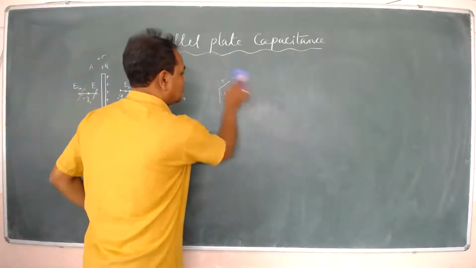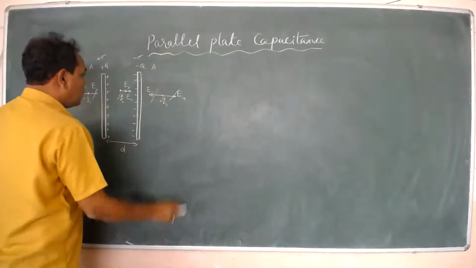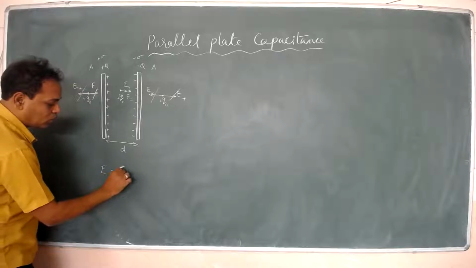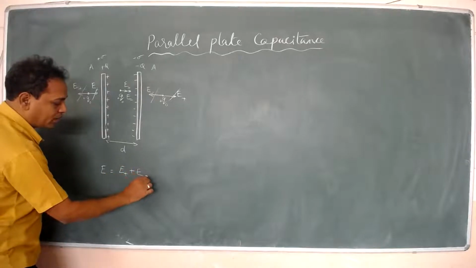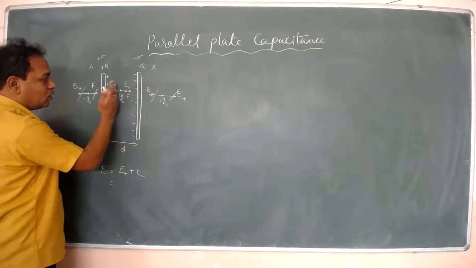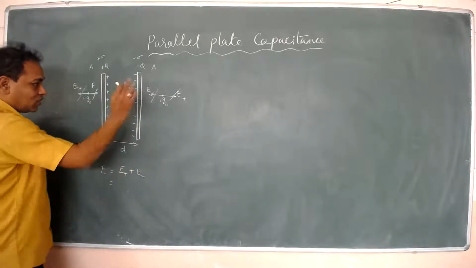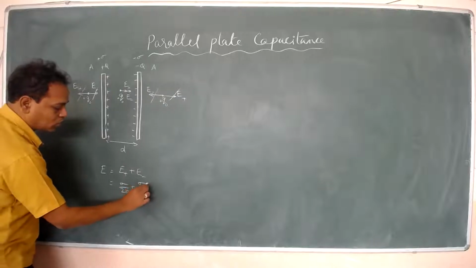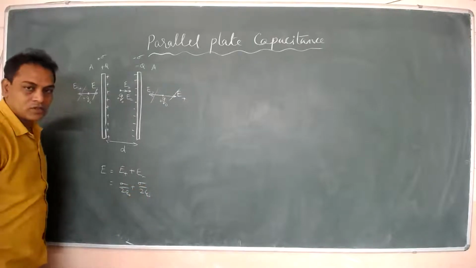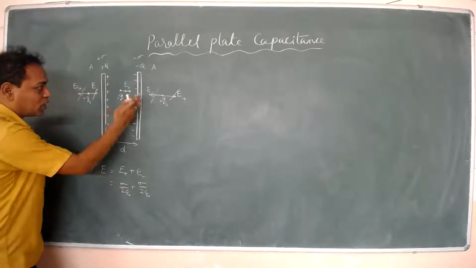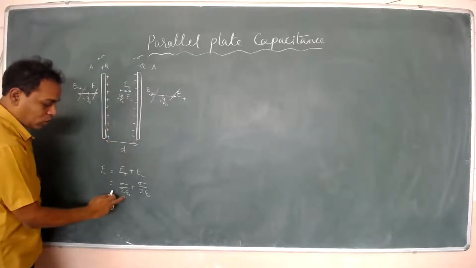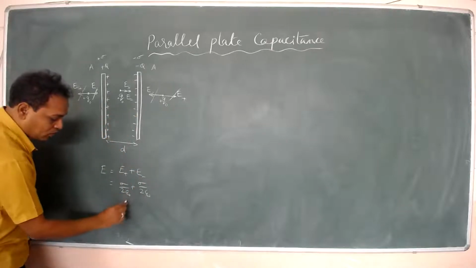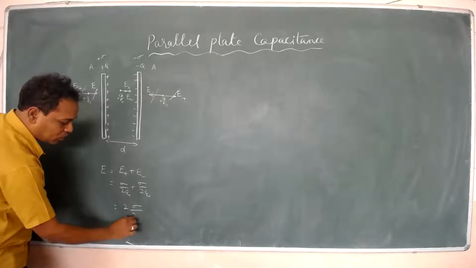Therefore, the electric field between these two plates is given by E equal to E plus plus E minus. That means both are in the same direction. So I can say sigma by 2 epsilon naught, and one more sigma by 2 epsilon naught. In this way, if you add, both are in the same direction, so we have to take it 2 times. Therefore, this will become 2 times sigma by 2 epsilon naught.